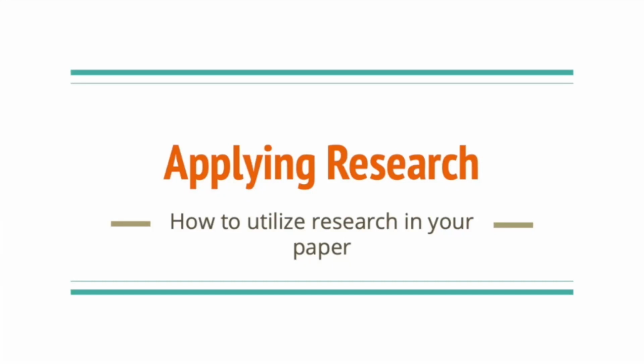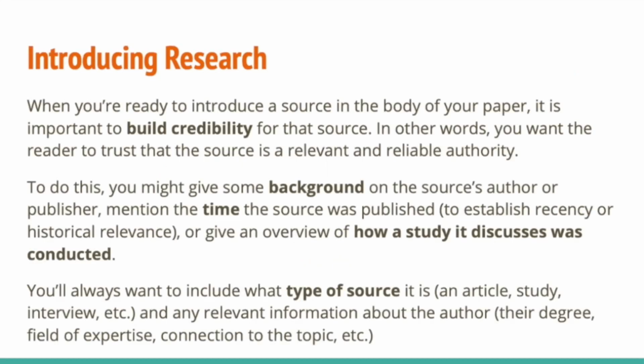Including information from outside sources in your research paper is essential to the writing process, but in order to have your reader believe what you are saying and be ready to trust the information that you're presenting, you need to build credibility for the sources you provide. So when you are presenting this information for your citation, you might want to give background on who wrote it or published it, when it was first published.